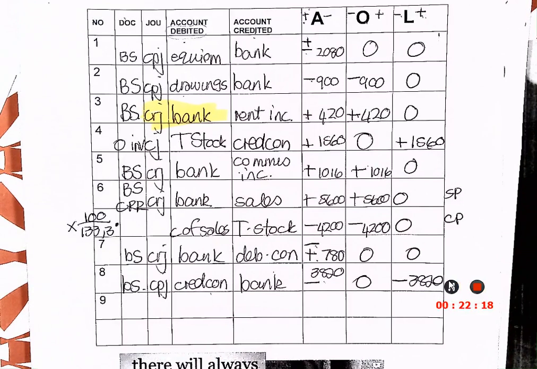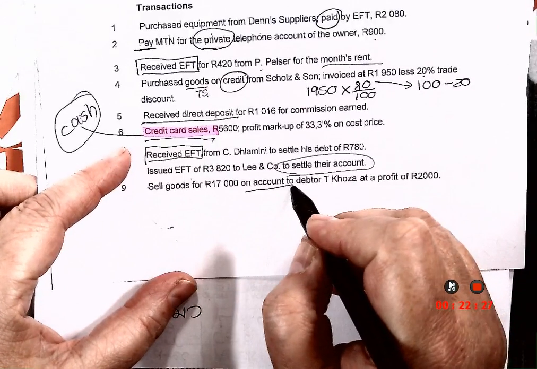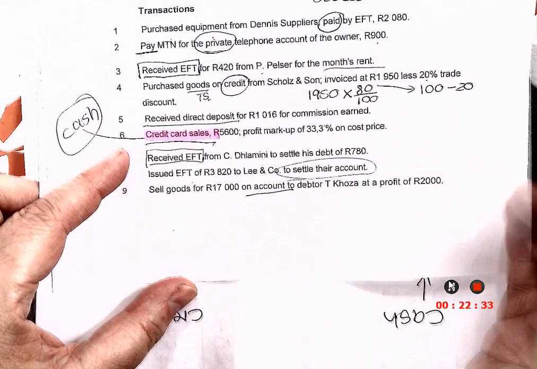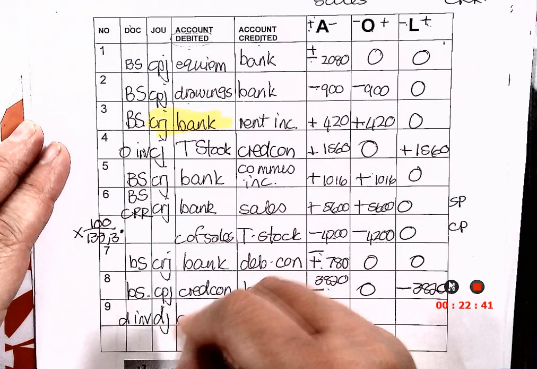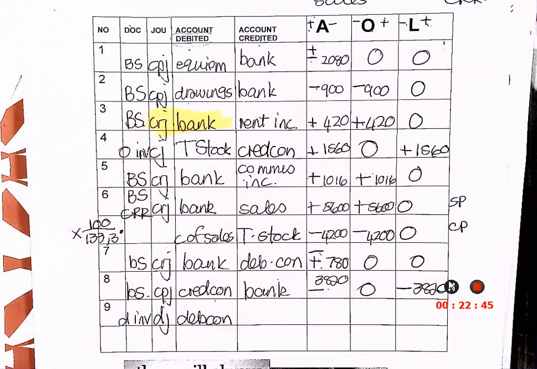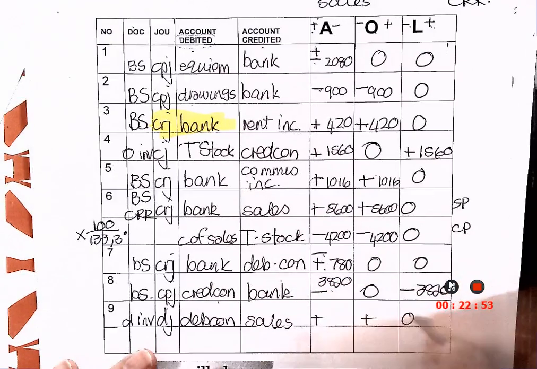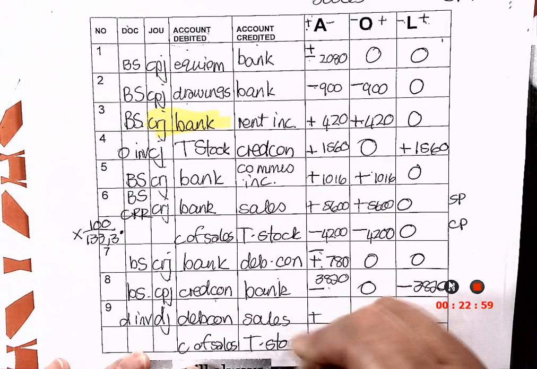Everybody sharp? Last one. Sell goods on account. Is this cash or credit? Credit. Did I buy or did I sell? If I sell, is it DJ or CJ? DJ. DJ is a duplicate invoice, debtors control, debit. And now I've got my little song. Debtors control, sales. Plus, 0. Cost of sales, trading stock, minus 0.